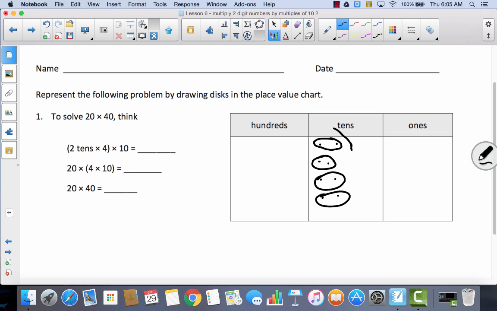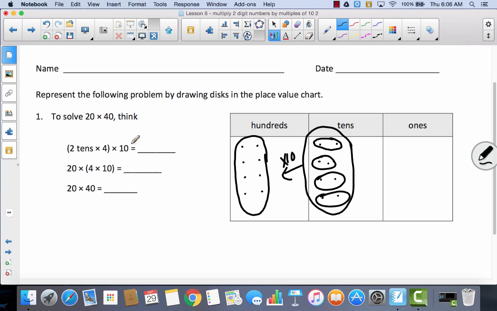Now I'm going to take this whole group and I'm going to multiply it by 10, which means I'm going to move it to the hundreds place. So I've got 1, 2, 3, 4, 5, 6, 7, 8. So I had 8 tens. I multiplied it times 10, and now I have 800.